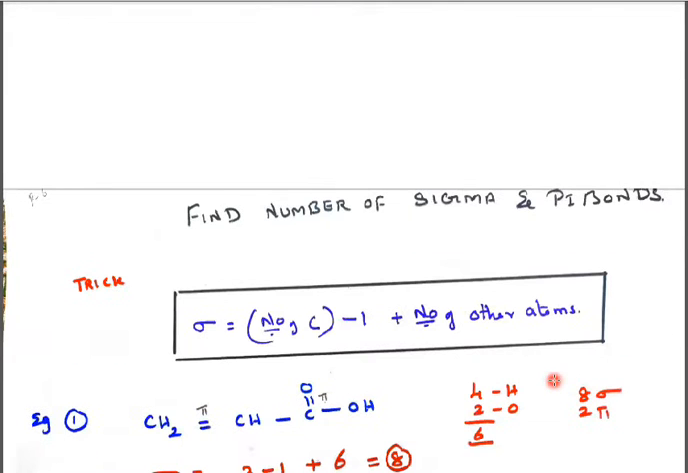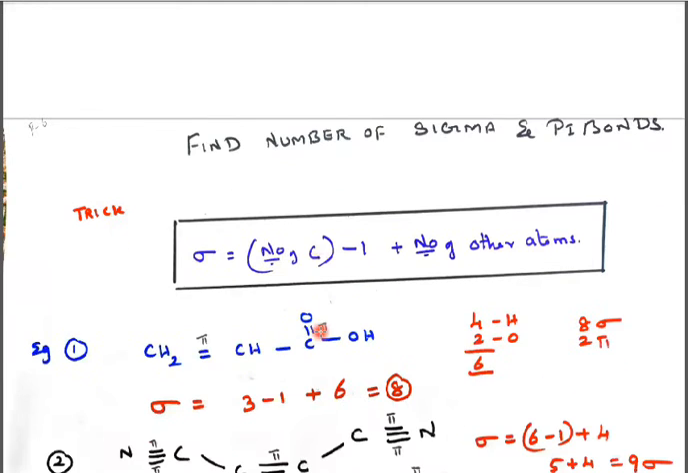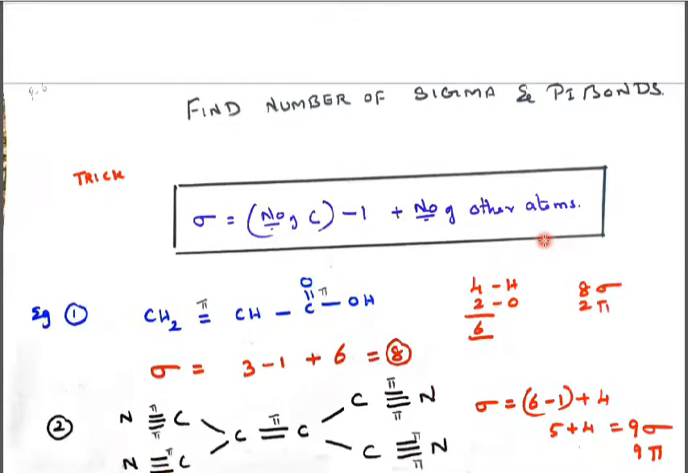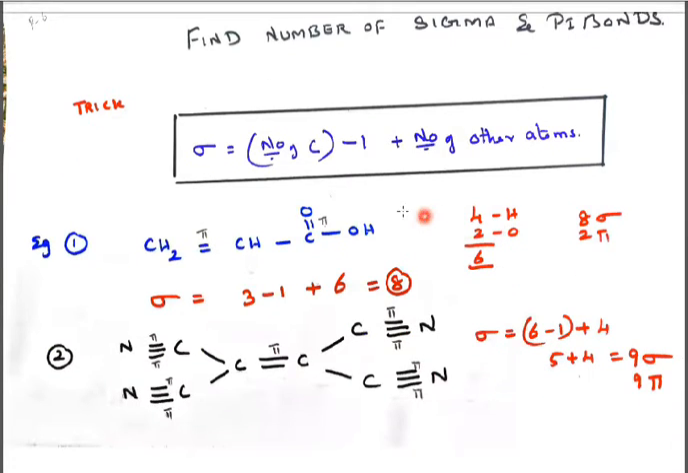Come to the next topic, to find the number of sigma bonds and pi bonds. There is a trick to find it easily. Sigma bond is equal to number of carbons minus 1 plus number of other atoms. Let us see this. We can apply this trick in the examples. Easily you can find out.